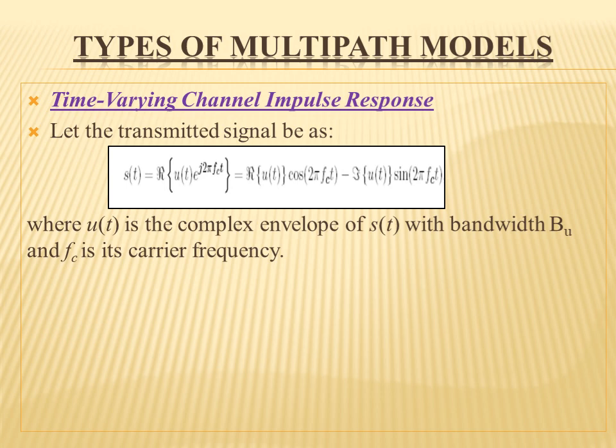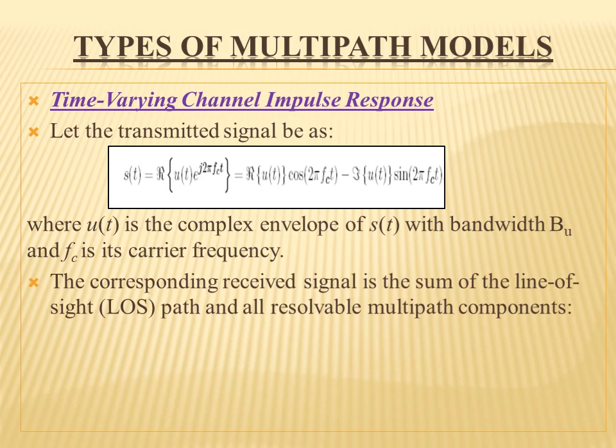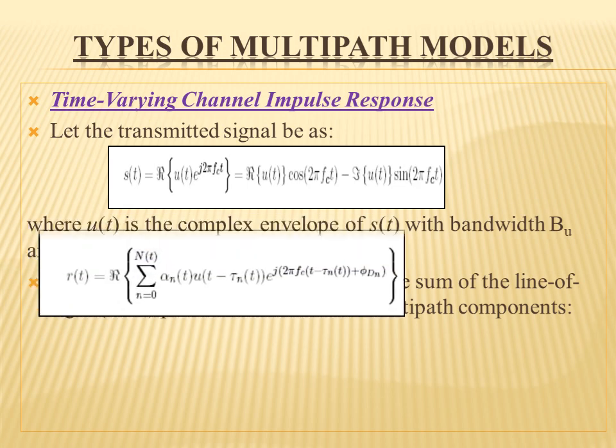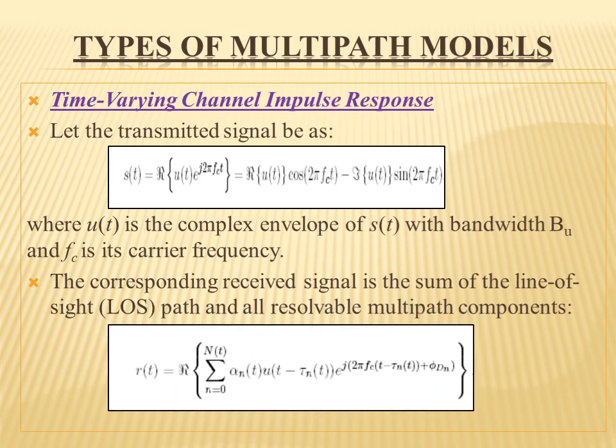U of t has two components, cos 2 pi fc t and sin 2 pi fc t. It means it has different phases. The received signal at the receiver is the sum of the line of sight path and all resolvable multipath components, where the received signal is r of t, and the summation index n equal to 0 corresponds to the LOS path.